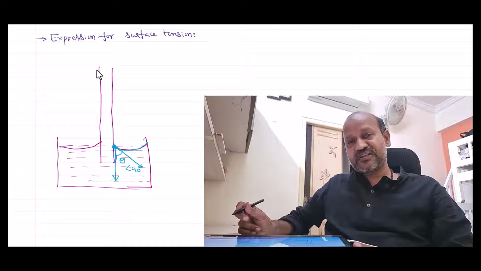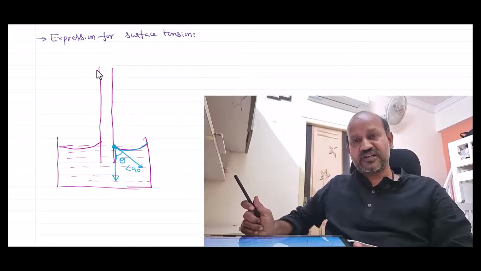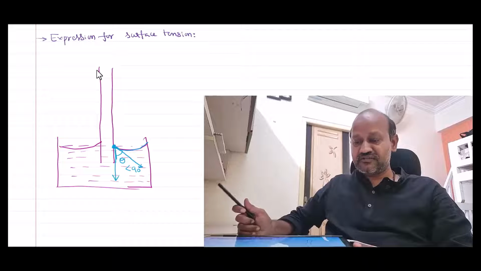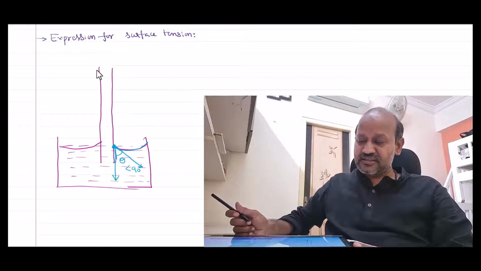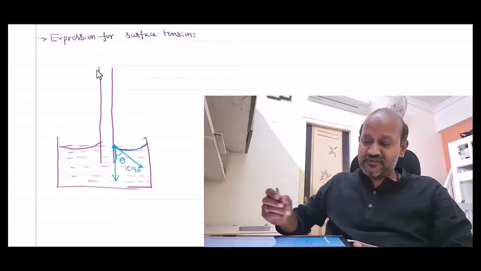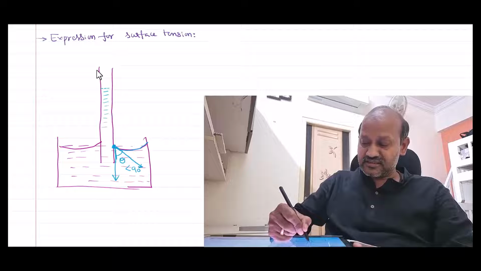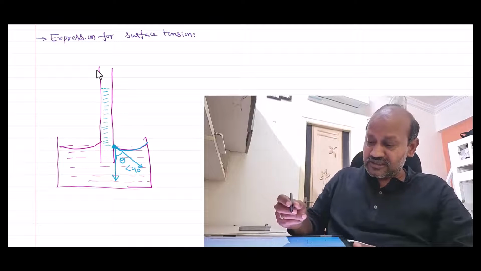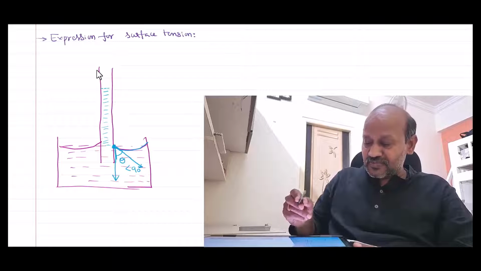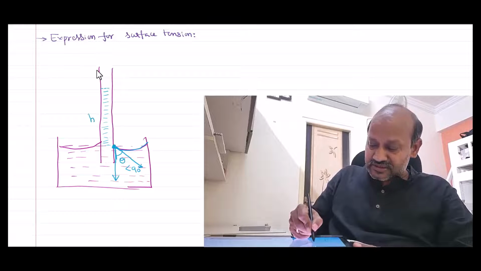Adhesive forces, that is the force of attraction between the molecules of the liquid and the capillary tube, are dominating over the cohesive forces, that is the force of attraction between the molecules of the liquid or water. Thus, there will be a capillary rise: the liquid level rises in the capillary tube up to a certain height. Let us say that height is equal to h.